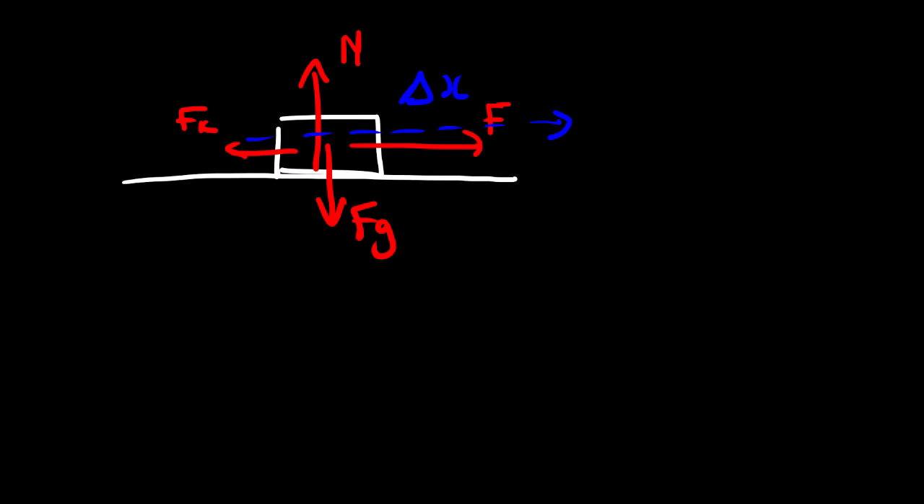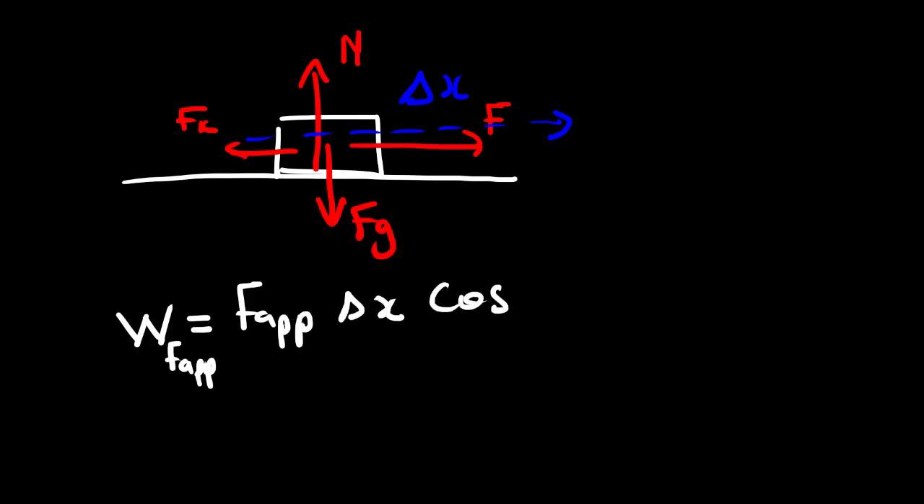So how many forces do work on the object? Now the first one, which is our force applied, does work on the object. And you should know that the angle between the force applied and the displacement is actually 0. Why do we say it's 0?